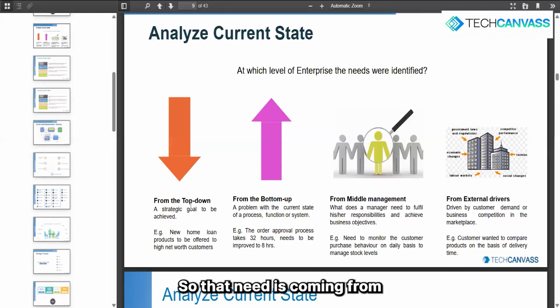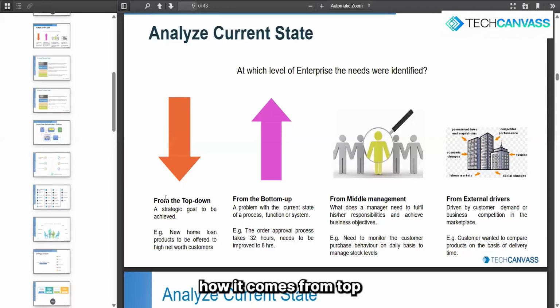So that need is coming from a strategic goal that we have to achieve, because we want to stay in the market. We want to make profit. And that's why it is coming from the top, because they have that vision that probably this product that we launch is going to give us benefit, or maybe stability in the market. Could be any reason. So that is coming from top.